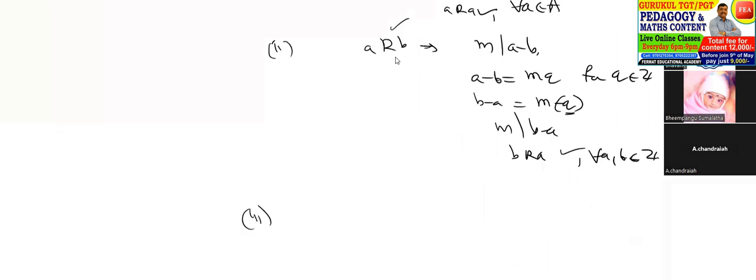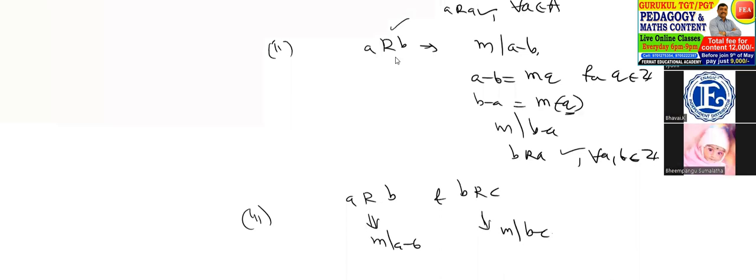So what is meant by transitive? We take A related to B and B related to C. What does that mean? M divides A minus B, and M divides B minus C. So A minus B equals M times Q1 for some integer, and B minus C equals M times Q2 for some integer. Just add these two equations. A minus B plus B minus C equals M times (Q1 plus Q2). The B's cancel, so A minus C equals M times (Q1 plus Q2). Therefore, A minus C can be written as M times some integer. Therefore, M divides A minus C, and whenever this happens, A is related to C.